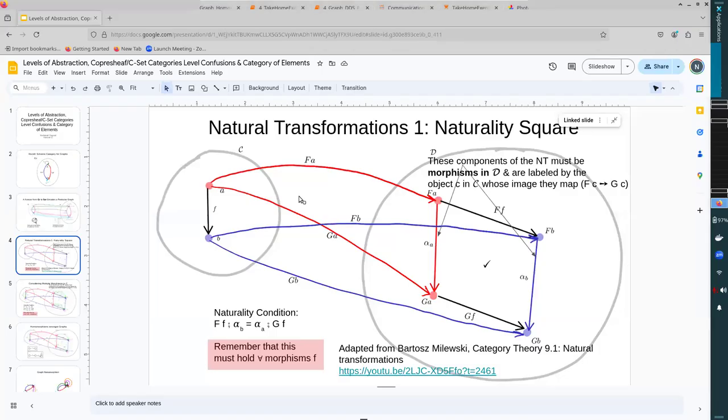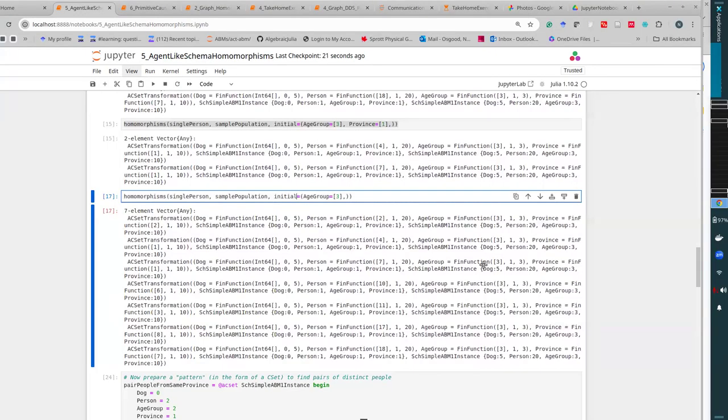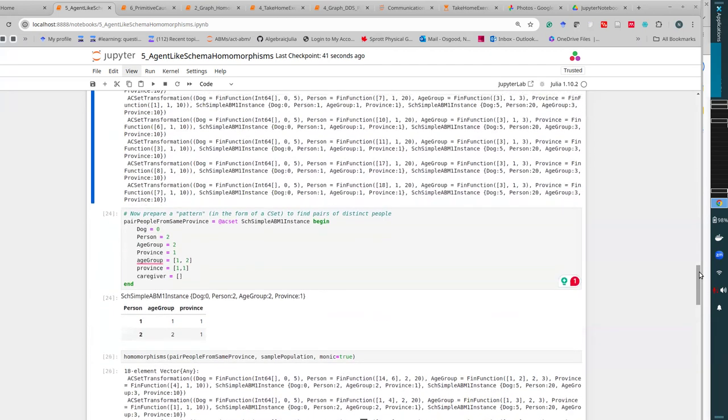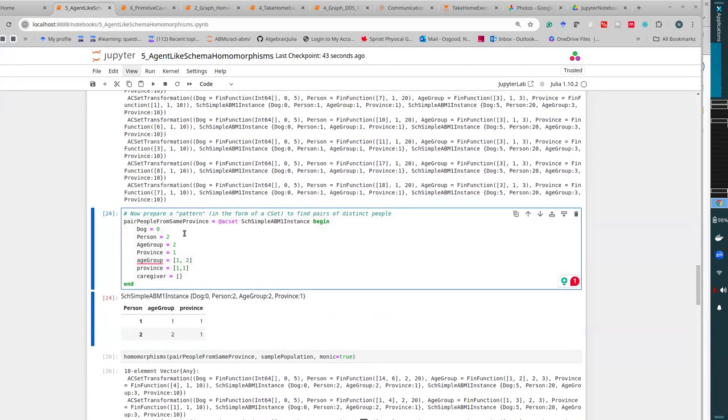But I hope you were convinced that there's a naturality square. We're using homomorphisms as queries. And by the way, those who attended the Poly workshop or followed along Poly, a lot of Poly ideas about this idea of query homomorphisms as queries. Okay. But let's go a little bit further. Let's do something a little bit interesting.